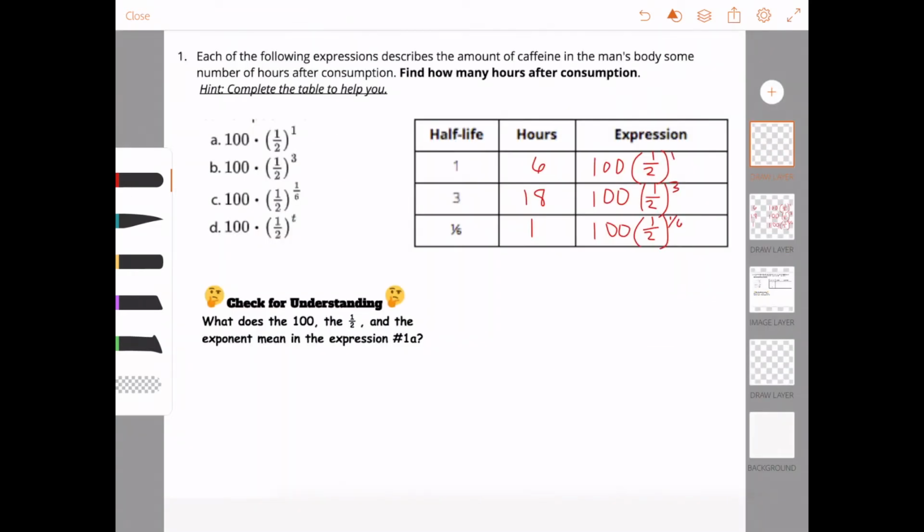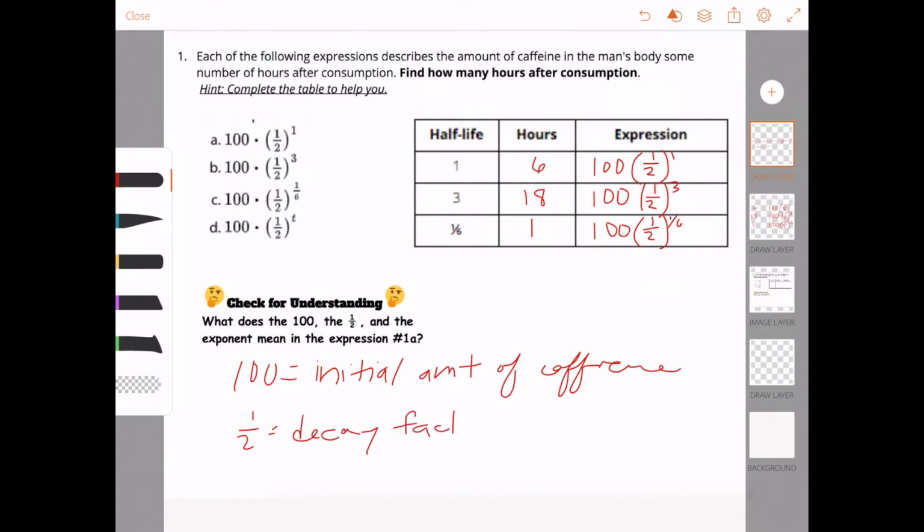Now we're going to check for understanding about what these values represent. So the 100 we know is the initial amount, right? The initial amount being the number of milligrams of caffeine that we start with. And then the 1/2 represents the decay factor, right? So in this case, when we're talking about half-life, that's always going to be 1/2. And then the exponent represents the amount of time that has gone by. And since we're talking about half-life, it is specifically in terms of the number of half-lives that have gone by.